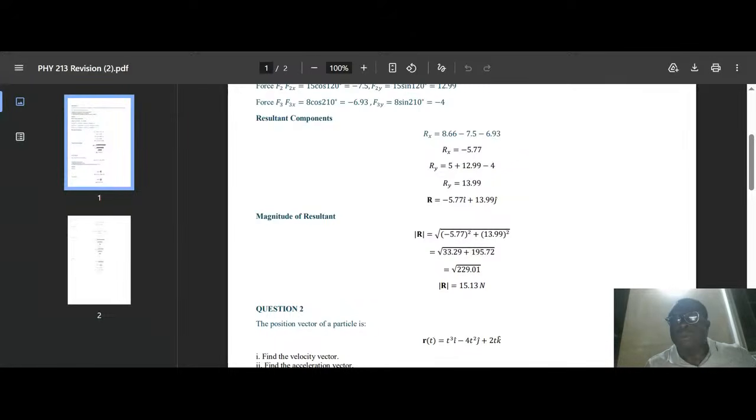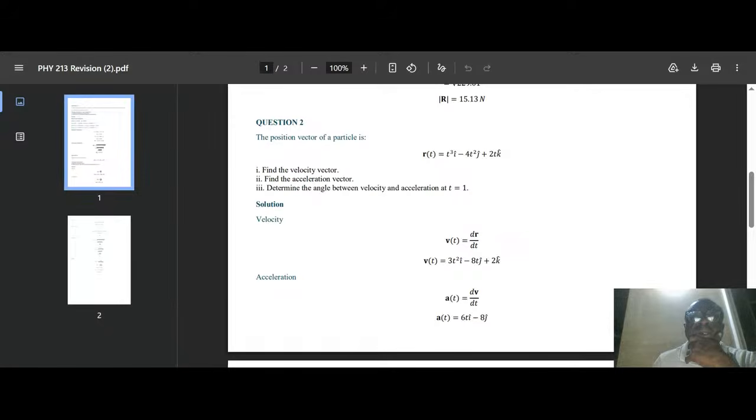So the next question is, the position vector of a particle is r of t. We know that r is the position vector.